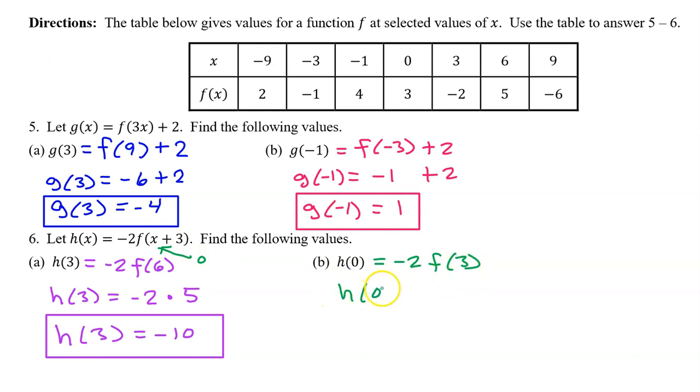Now h at 0 will equal negative 2 times whatever f at 3 is. Well, here's 3. F at 3 is negative 2. Therefore, h at 0 will equal positive 4.